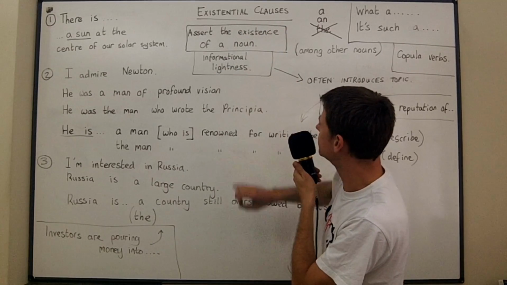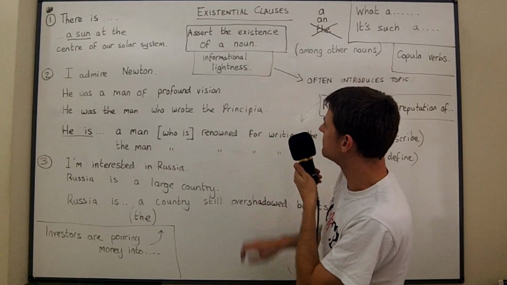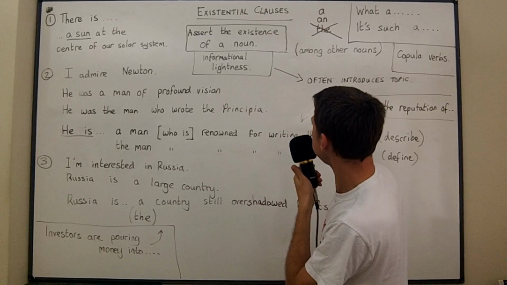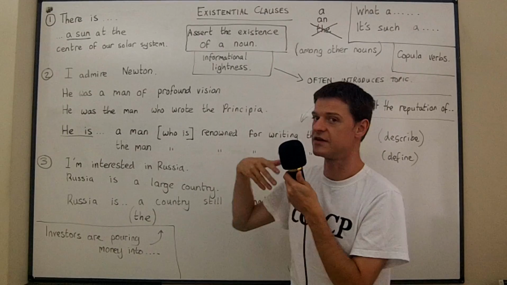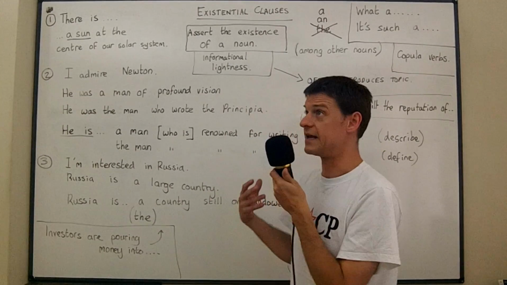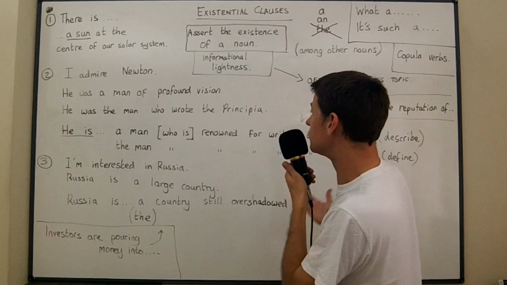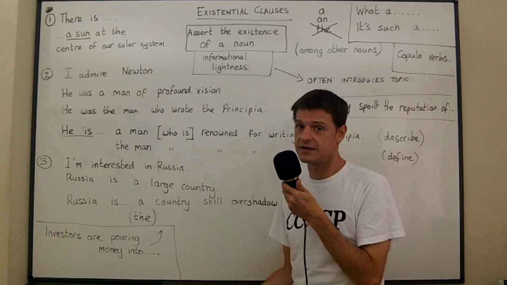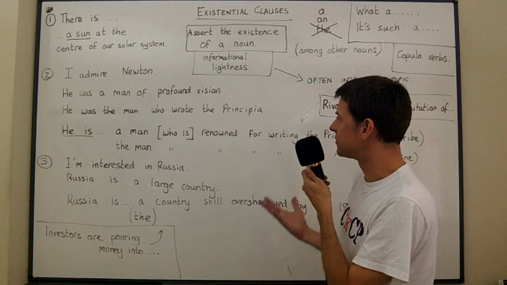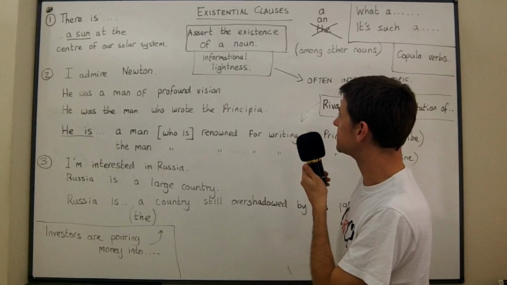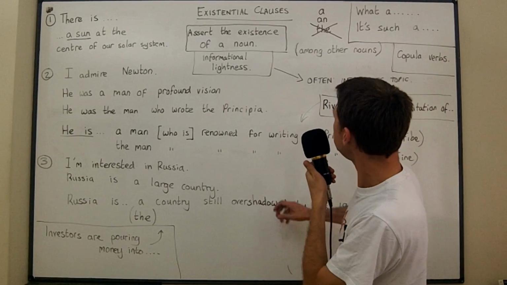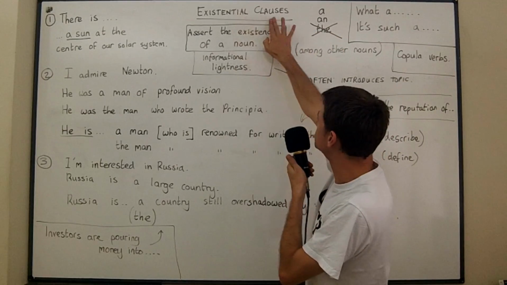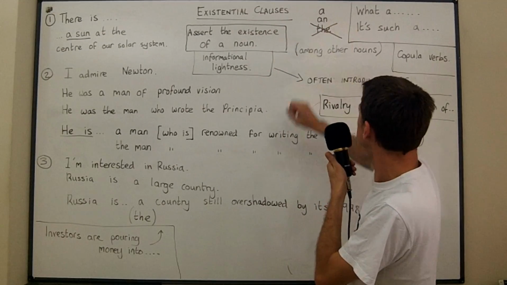They're asserting the existence of a noun, and I also mentioned informational lightness. Now I'm going to try and show how you can see these existential clauses very often in different forms of writing, all sorts of different forms of writing, certainly in newspapers and certainly in scientific articles and all sorts of places everywhere. Now remember, the main thing with existential clauses is that you can't use the.